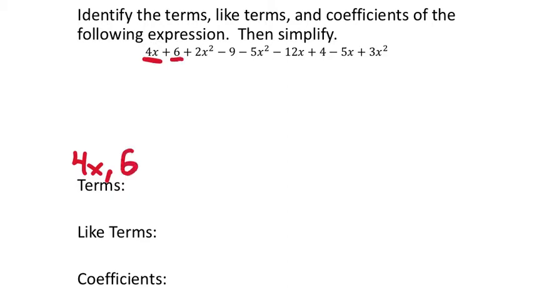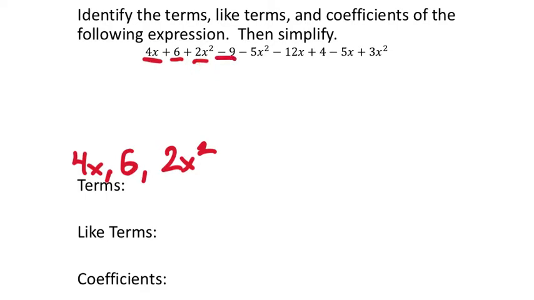6 is the next term. Wait, so terms can just be numbers by themselves? Yes, they can be, all right? What's the next term? That's 2x to the power of 2. Is it positive or negative? Well, it's got the positive sign right there, so it is positive. Or it's got the addition sign, which makes it positive.